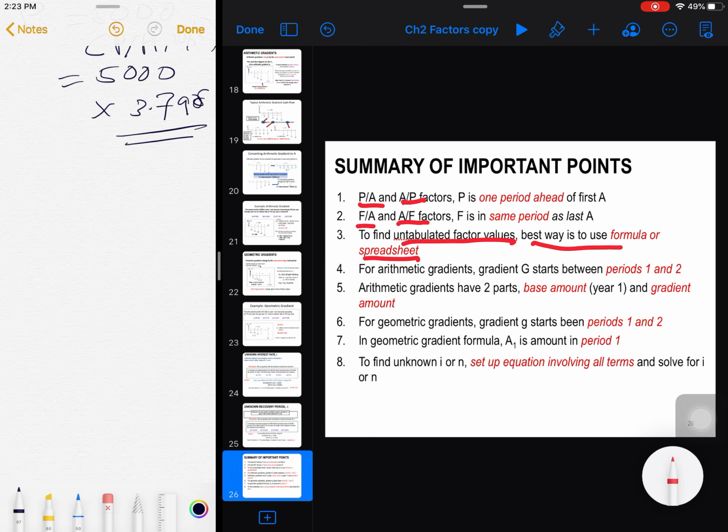For arithmetic gradient, G starts from period 1 and 2. For arithmetic gradient, there are two parts: the base amount in year 1 and the gradient amount. For geometric gradients, the gradient G starts between period 1 and 2. In geometric gradient, A1 is the amount in period number 1. And lastly, to find unknown i, you need to set up an equation involving all terms and solve for i or n.